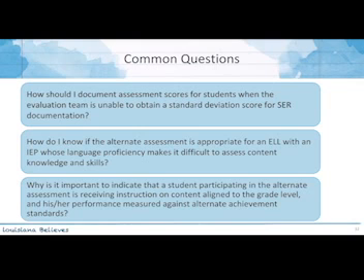The second question on this slide says, how do I know if the alternate assessment is appropriate for an English language learner with an IEP whose language proficiency makes it difficult to assess content, knowledge, and skills? An English language learner should be considered for the alternate assessment if the student's cognitive functioning indicates a significant cognitive disability, using assessments in the student's home language as appropriate, and the student meets the other participation guidelines for the alternate assessment.